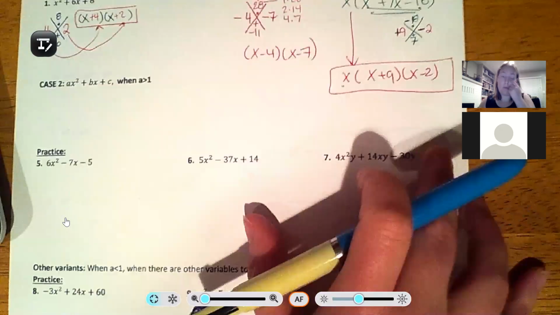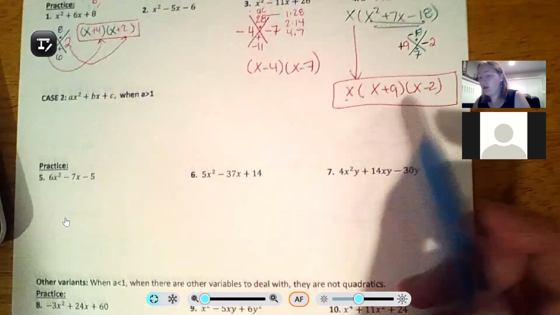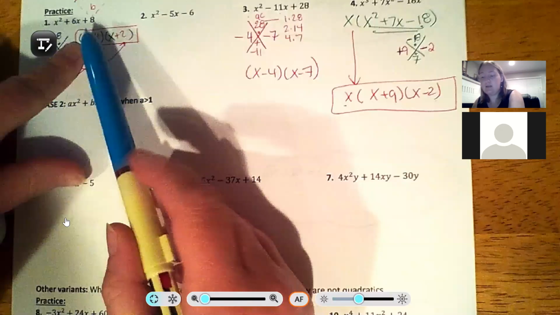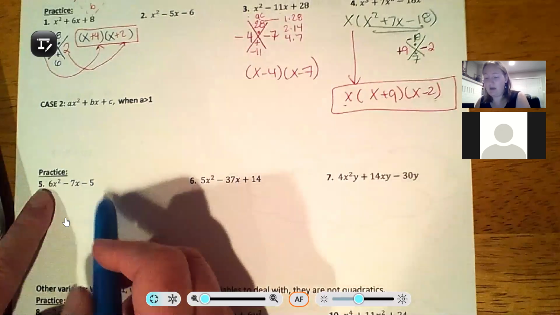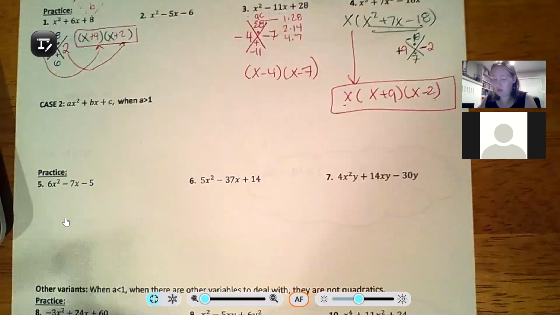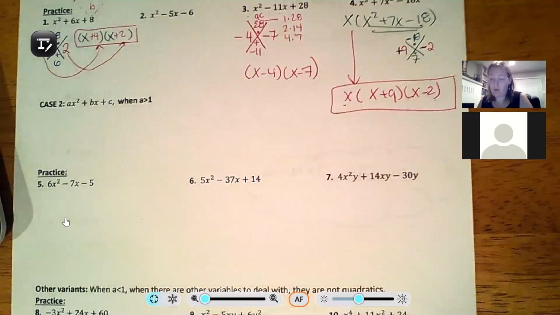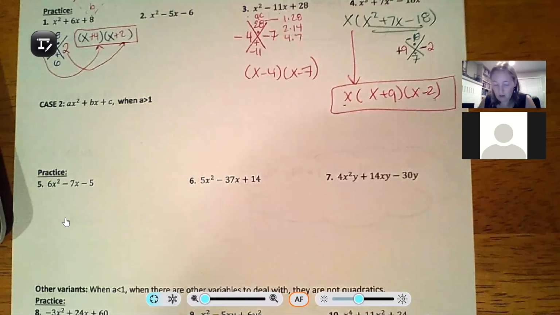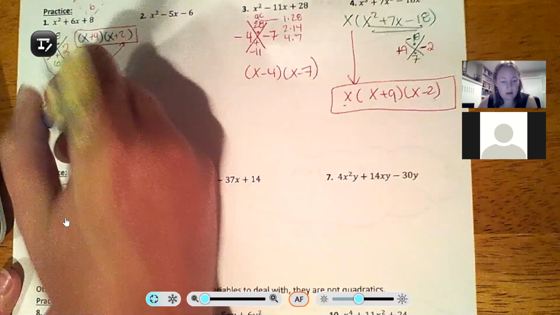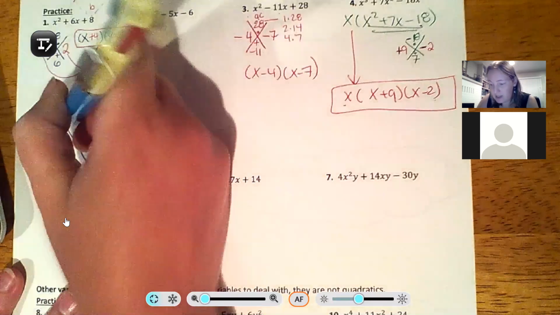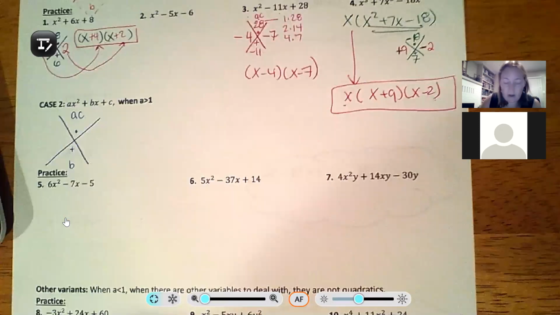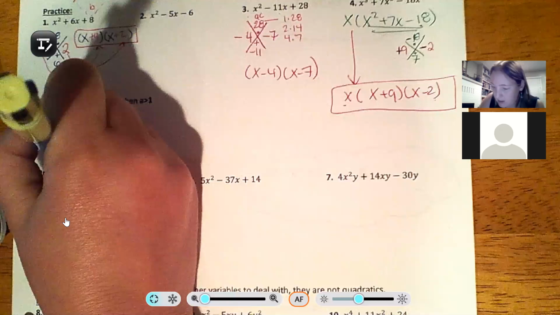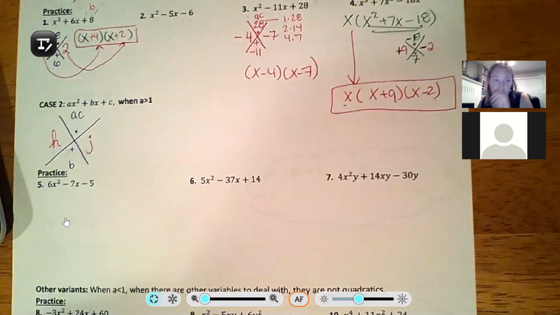When your A is not 1, there's an extra step, because here it was really quick because x times x is x squared. You got your first term. But here, if I were to do it, x times x would not get me 6x squared. So there's an extra step to make it work out when A is not 1. So the trick is you can still do diamond, your little x thing. You can still do your A times C and add to your B, but you'll have to do one more step. So I'll just call this H and J, just so it's different than above.